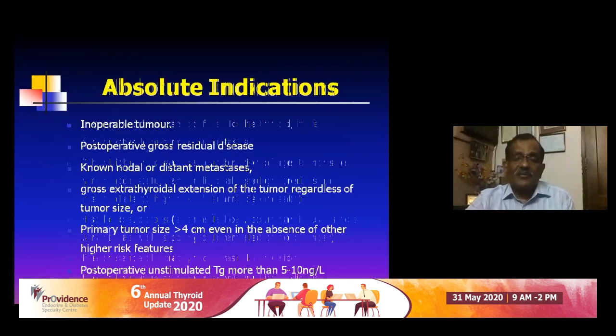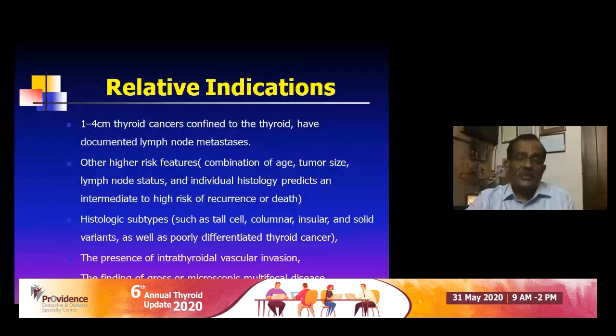Relative indications for I-131 therapy are 1 to 4 centimeter thyroid cancers confined to the thyroid with documented lymph node metastasis; other high-risk features, like the combination of age, tumor size, lymph node status and individual histology, that predict an intermediate to high risk of recurrence or death; histological subtypes like tall cell, columnar cell, insular cell and solid variants, as well as poorly differentiated thyroid cancer; the presence of intrathyroidal vascular invasion; and the finding of gross or microscopic multifocal disease.